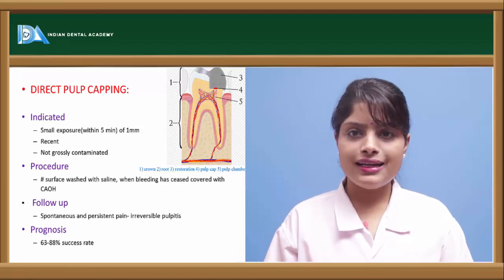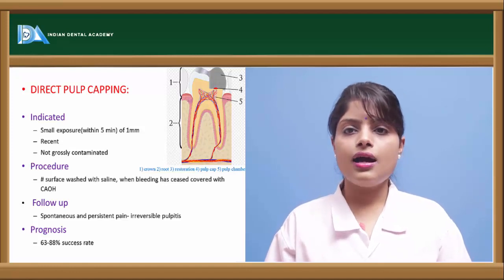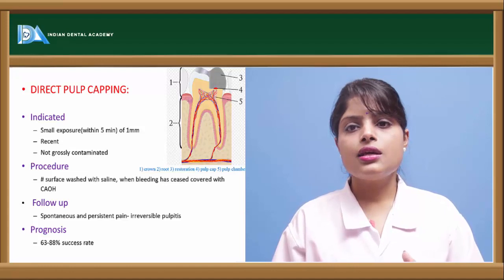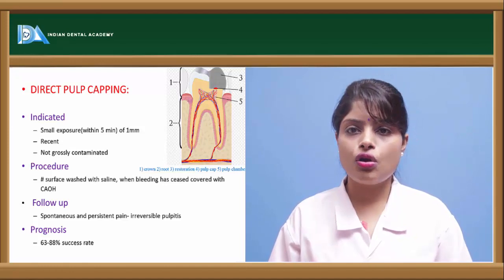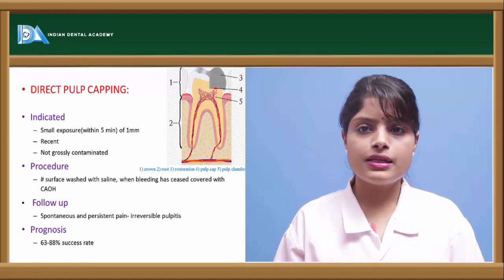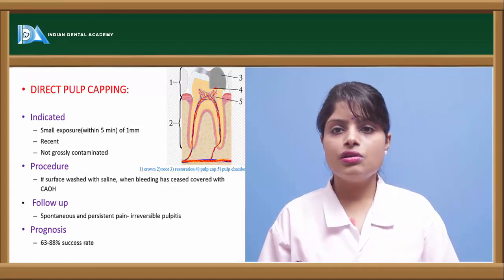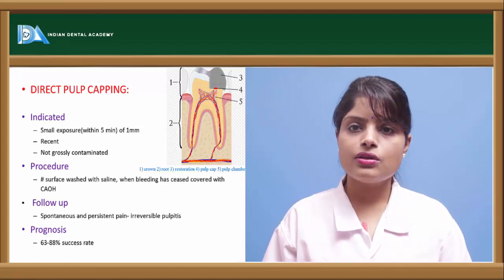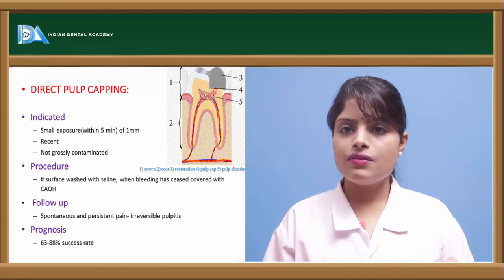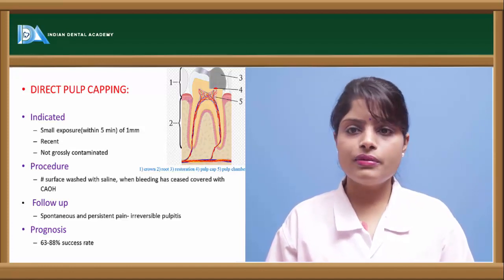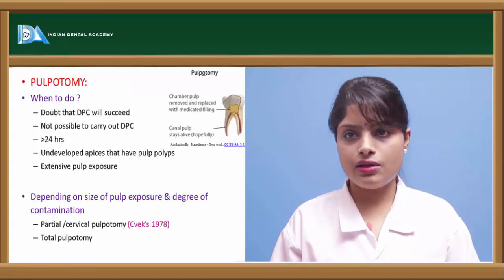What is the procedure underlying it? The surface is washed by means of saline and the bleeding is stopped, and the hard setting calcium hydroxide paste is adapted over the exposed surface. Finally, it is restored by hard setting zinc oxide eugenol or zinc polycarboxylate cement, and the patient is recalled at appointments of 2 weeks, 3 weeks, then a month, then 3 months, and so on. And finally, if on the radiograph a dentinal bridge is evident, we can proceed to permanent restoration of the tooth. The prognosis is a 63 to 88% success rate.